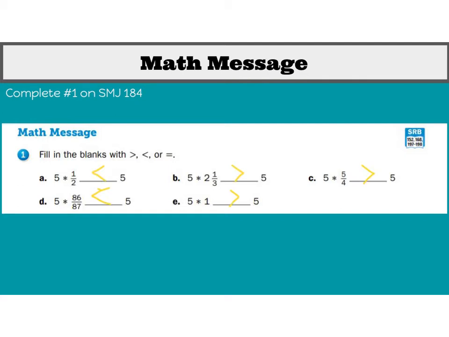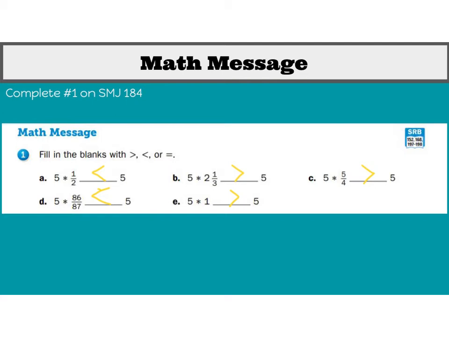Okay, so let's check to see how you did. Letter A, we should have had less than. Letter B, you should have had greater than. Letter C, you should have had greater than. Letter D, less than. And letter E was greater than. Now here is my question. What did you notice about whether it was greater than or less than?